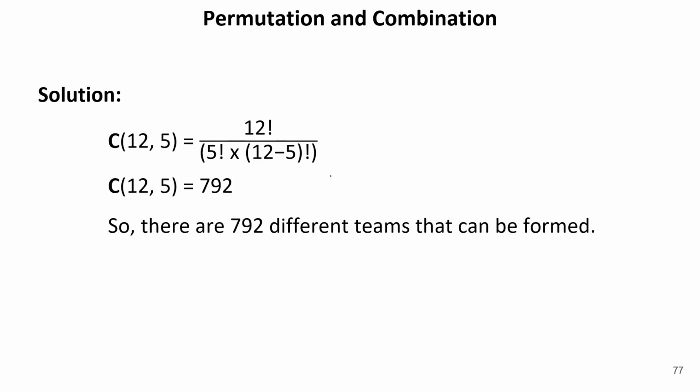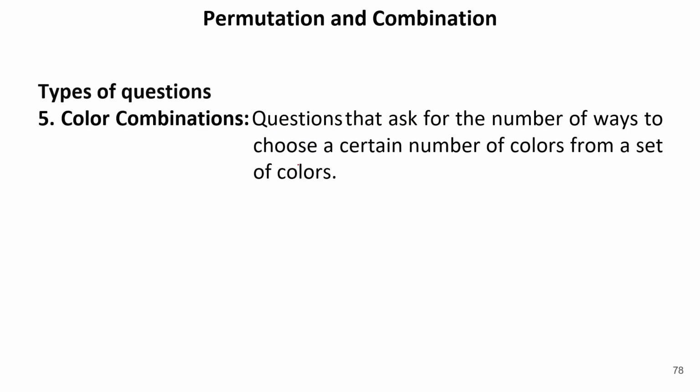Okay, let's try to see the combination formula. So C 12 5 will be what? 12 factorial by 5 factorial, sorry, it will be 7 factorial into 5 factorial. So it will ultimately be equal to 792. So there are basically 792 different teams that can be formed.